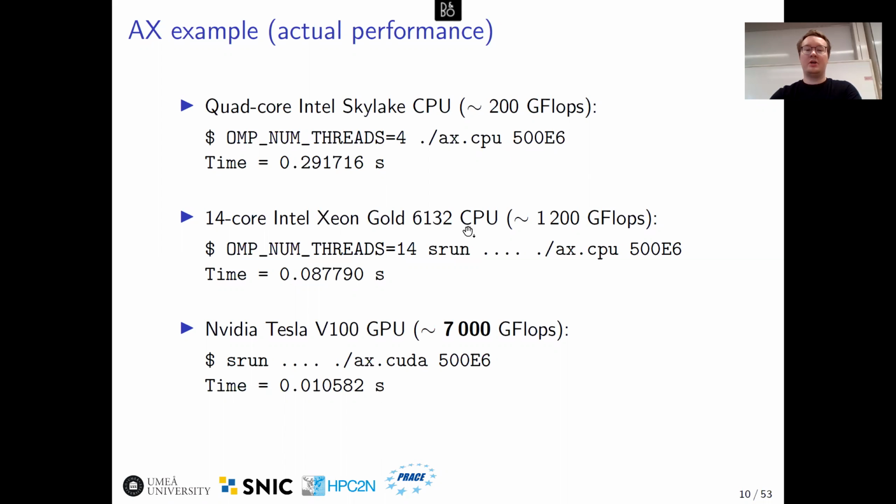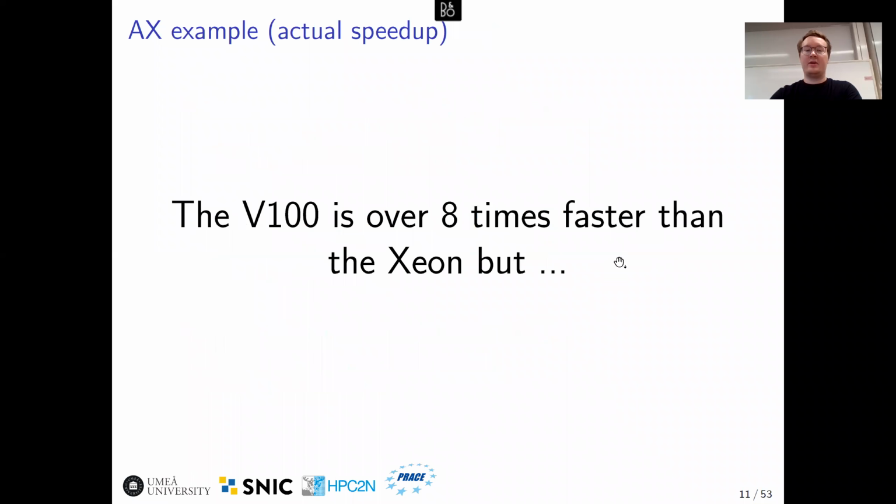For the Intel Xeon CPU, if we run it with 14 threads, the runtime is around 88 milliseconds. And for the V100, the runtime is around 11 milliseconds. When we crunch the numbers, the V100 is around 8 times faster than the Xeon, which is reasonably close to the theoretical 11 times faster figure that I showed you earlier.